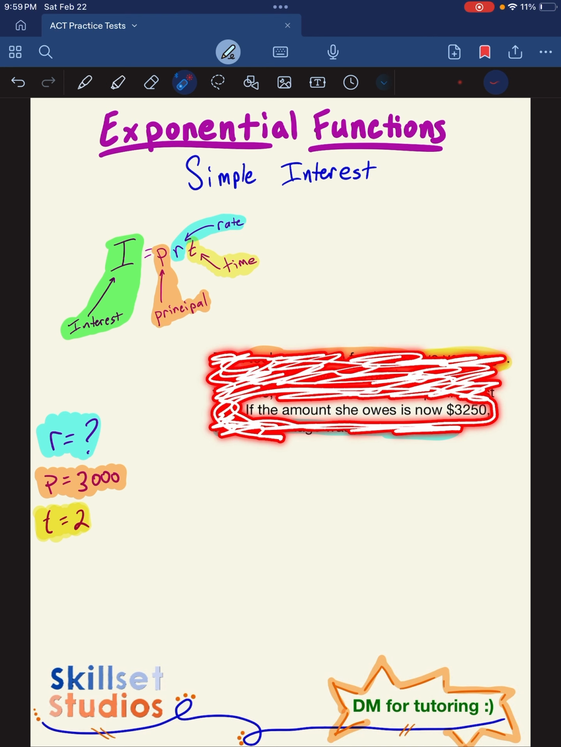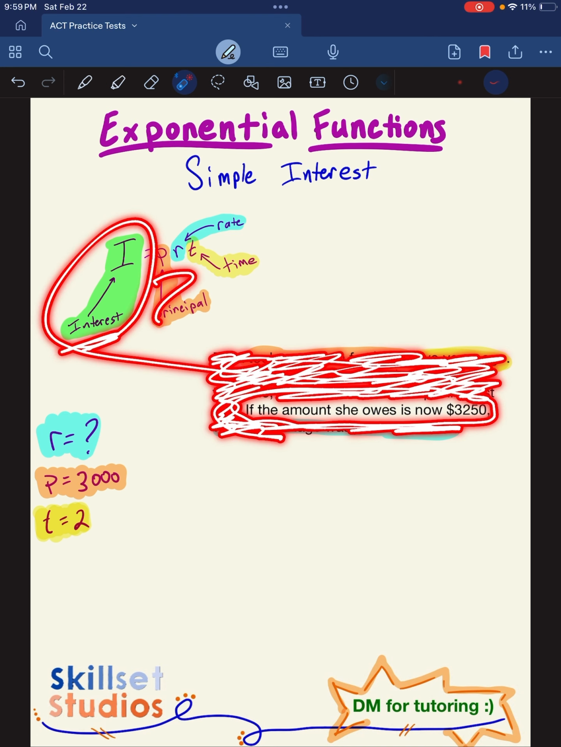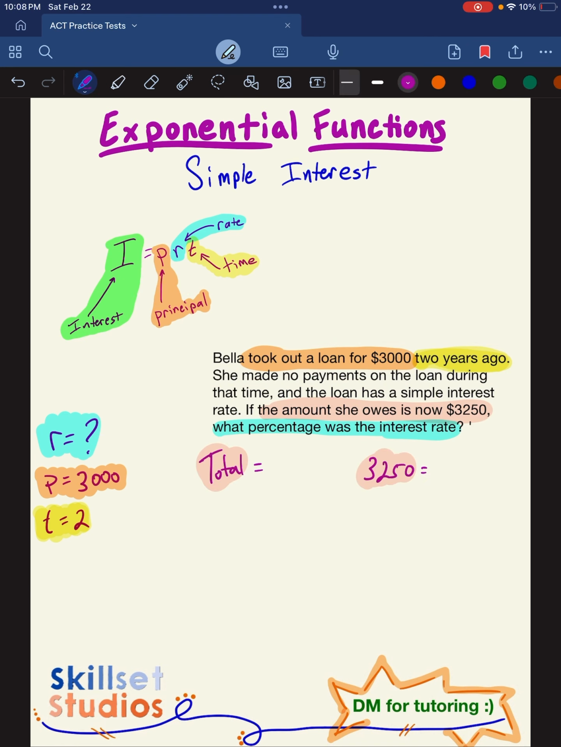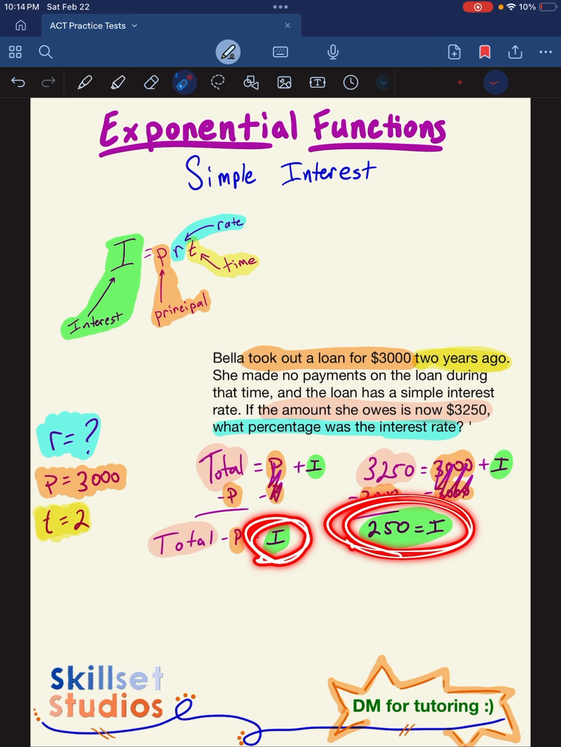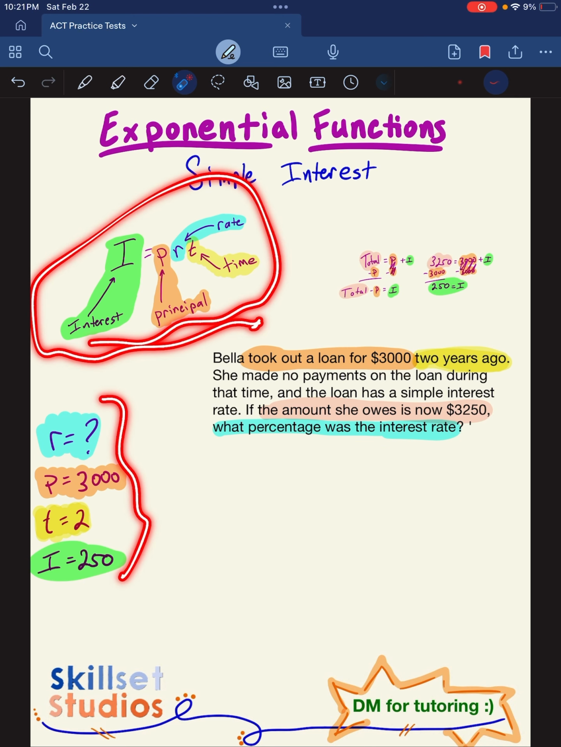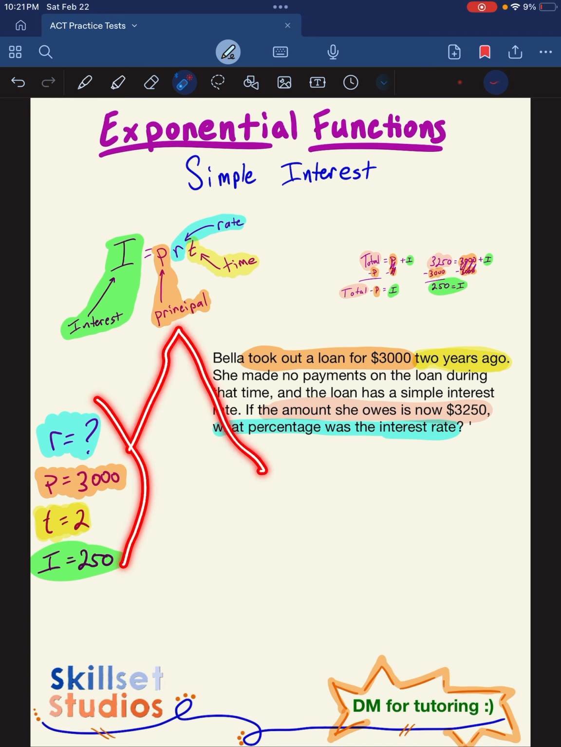And then here it says it has a simple interest rate, which is basically saying we're just going to use this formula. And last it says the amount she owes is now $3250, which might feel like it's the interest, but remember the interest is just the extra on top. This is actually now the total that she owes. And so if the total is the original amount of the loan with the interest on top, if we take the original loan away from the total that she owes now, we get the interest that she owed, which is $250.